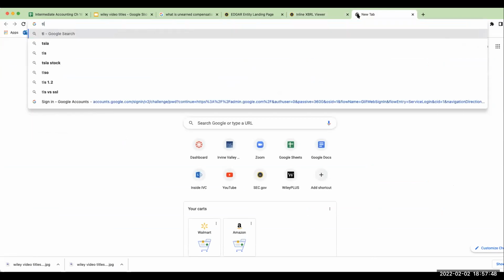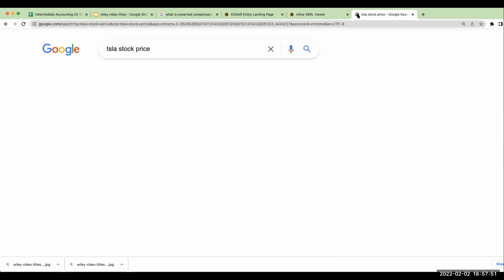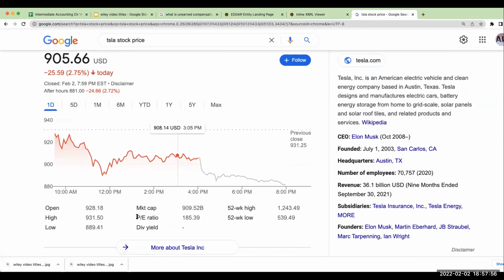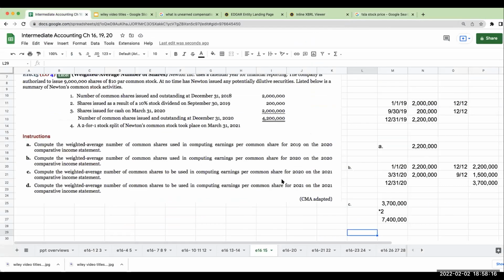If I look here at Tesla stock price, my Tesla stock price is right now at 905. If you look at the price to earnings ratio, what exactly is this? This means that if I take the stock price, divide it by my earnings per common share, it's going to take 185 years for Tesla to earn back its stock price. So the earnings per share is one of the more important things we have on our financial statements, so that an analyst can compare how potentially over or undervalued the stock is.